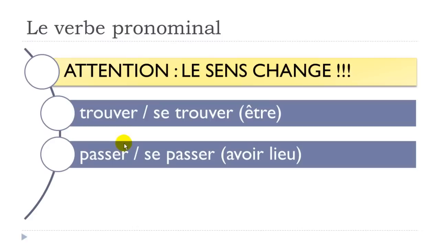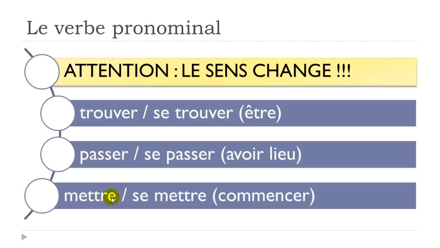Passer, to pass. Se passer, avoir lieu, so to take place. Okay? And then mettre, to put. Se mettre, well, it's to start. Commencer, to start something. Okay? So remember, trouver, to find, se trouver, être, so to be. Passer, to pass, se passer, avoir lieu, to take place. Mettre, to put, se mettre, commencer, to start something.